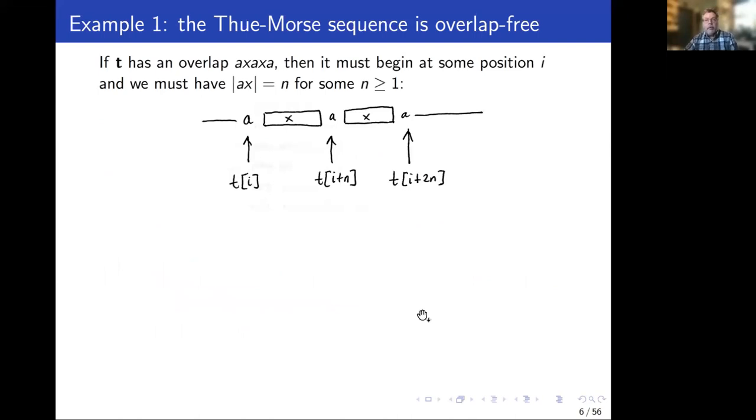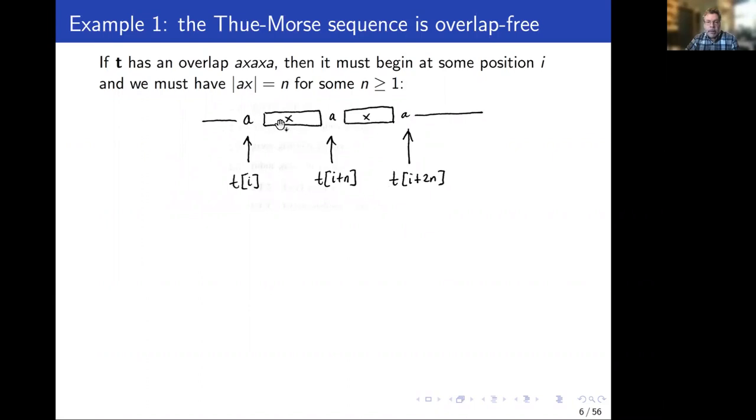Okay, so how would we do this? Basically, we need to write down a first order formula that says the 2A Morse sequence has some overlap, and then show that this first order formula is always false. If it has an overlap, it must begin at some position I. Here's the ith position Ti, and AX must be of length n. So the next A occurs at position I plus n, and the third A occurs at position I plus 2n.